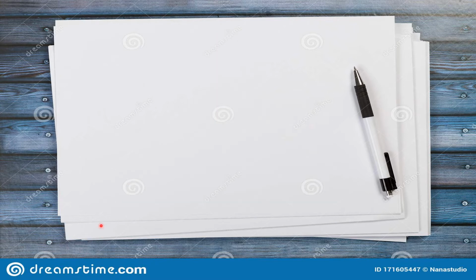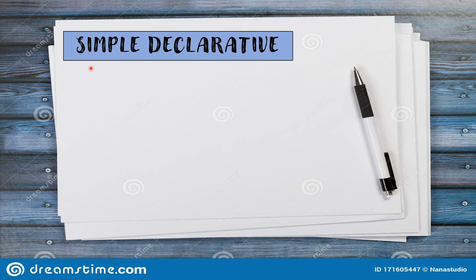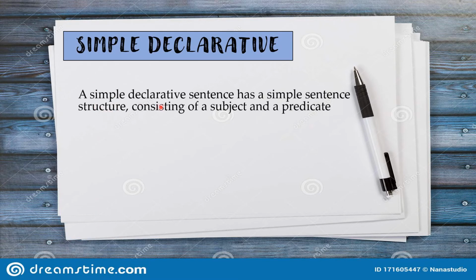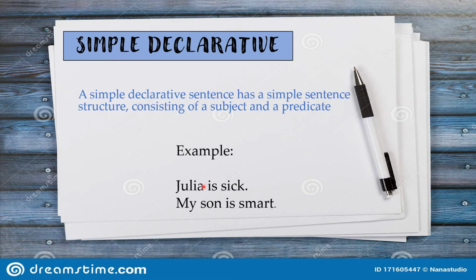Let us discuss simple declarative. A simple declarative sentence has a simple sentence structure consisting of a subject and a predicate. The subject is what or whom the sentence is about, while the predicate tells something about the subject. Let us have these examples. Julia is sick. The subject is Julia and the predicate is sick. Also, my son is smart.